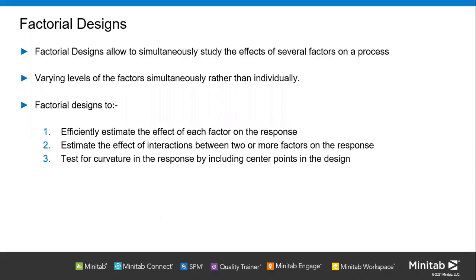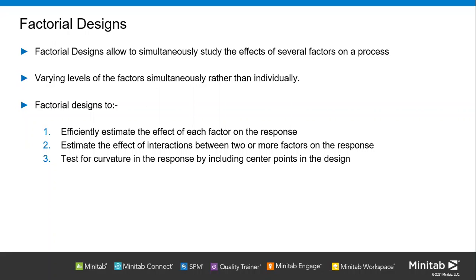So what is meant by factorial design? Factorial design allows us to simultaneously study the effect of several factors on a process, varying the levels of the factors simultaneously rather than individually. In the factorial design itself, we combine all the levels.